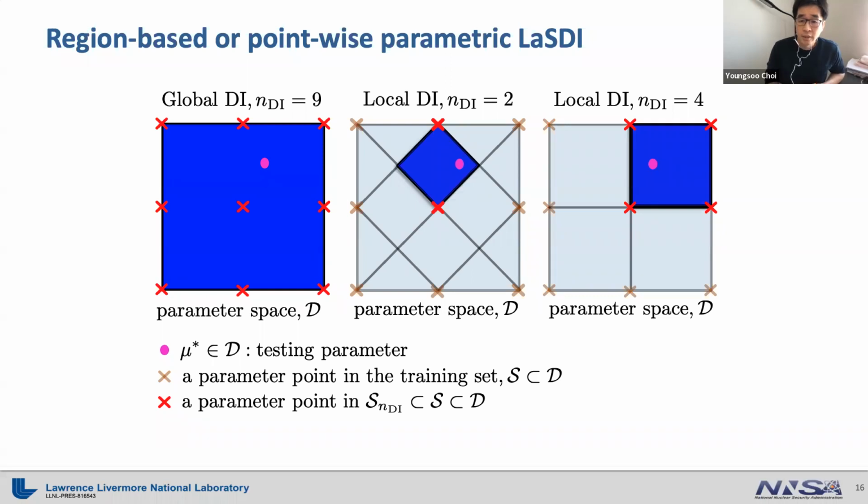All right, here you may have a question. The question being how we choose the training points, which are denoted as red X here. That will obviously affect the performance of the LaSDI. In this example, as you can see, the points are chosen uniformly. However, it is also hard to imagine that the uniform sampling would give you an optimal sampling.